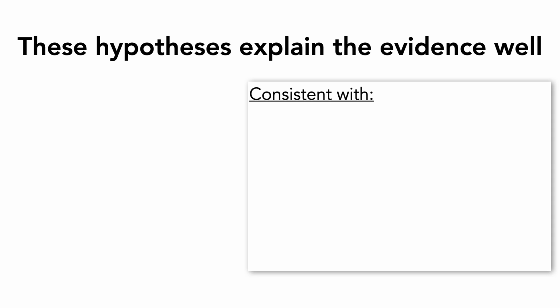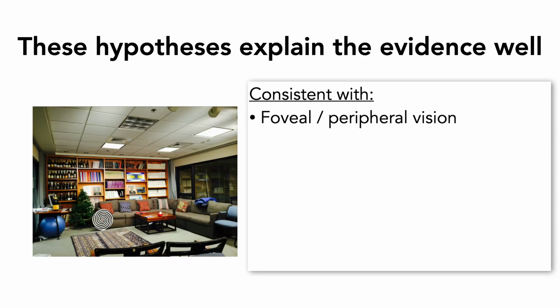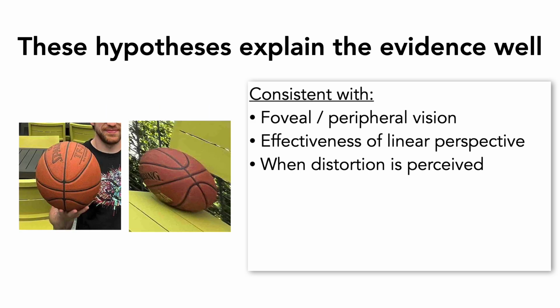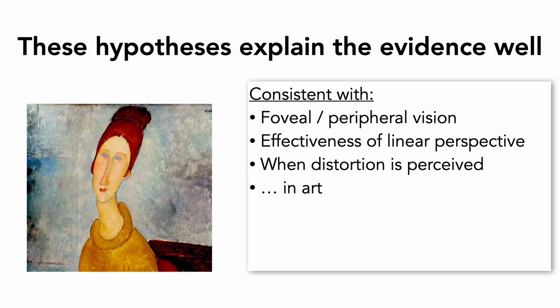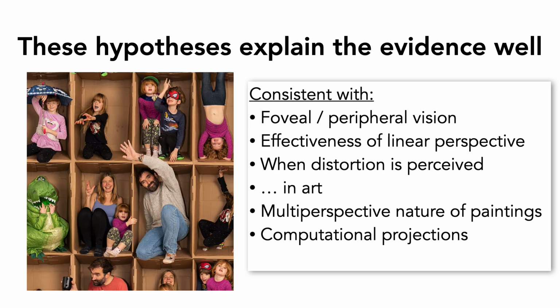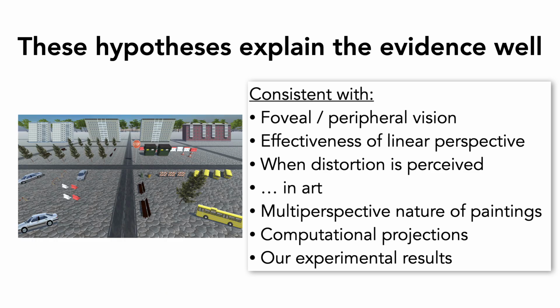I want to argue that these hypotheses explain the evidence well. They are consistent with foveal and peripheral vision and the way that these things work and the limitations of peripheral vision. They explain why linear perspective has been so effective throughout the centuries, but also when it creates distortion effects, as well as when it creates distortion in art. It explains why paintings often tend to be multi-perspective and why computational projections based on multi-perspective are also effective, as well as the experimental results I described. And I don't know of any other theory of perspective that even attempts to explain most of these things or is consistent with all of them. So I think this is really the best theory there is for understanding perspective throughout art history and photography.